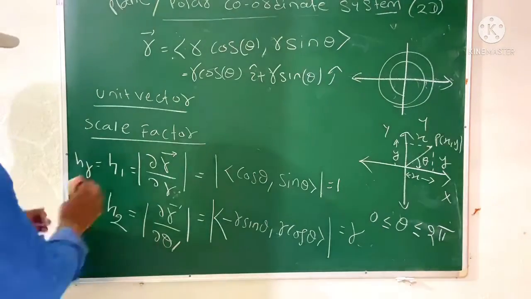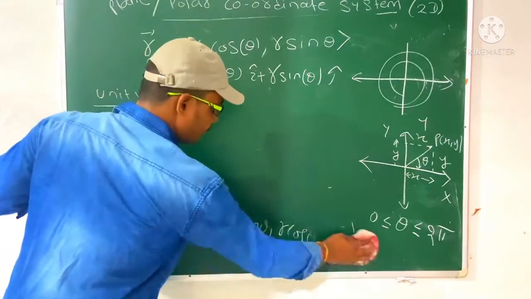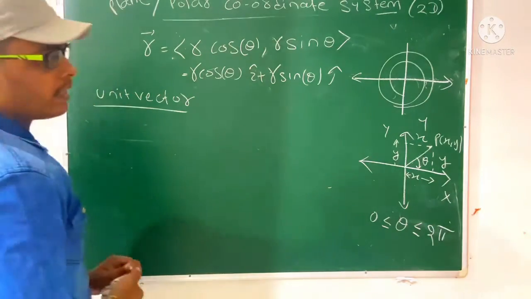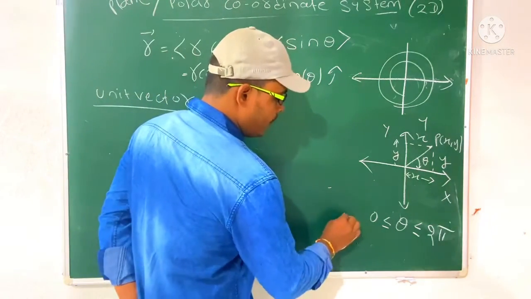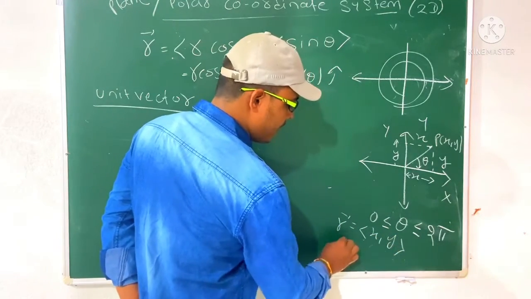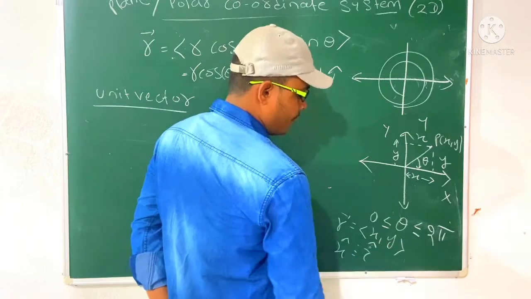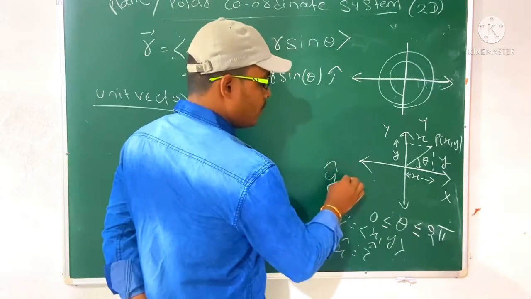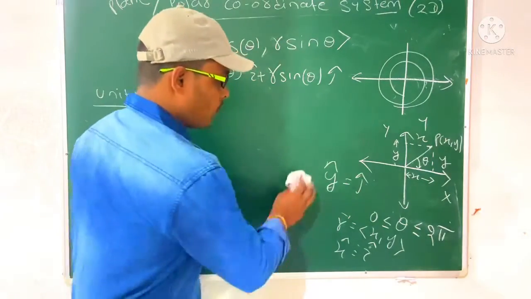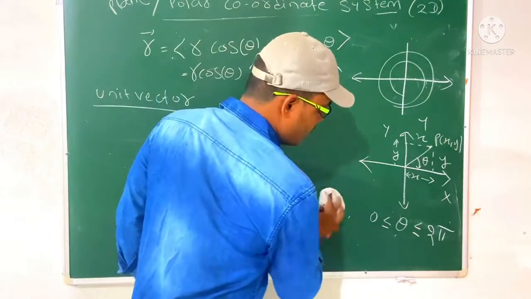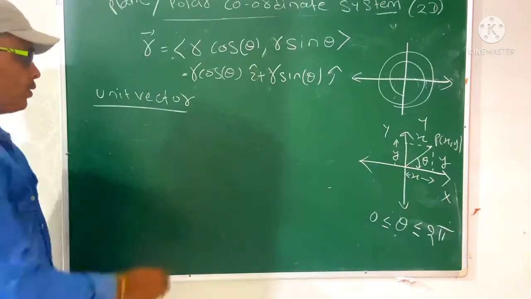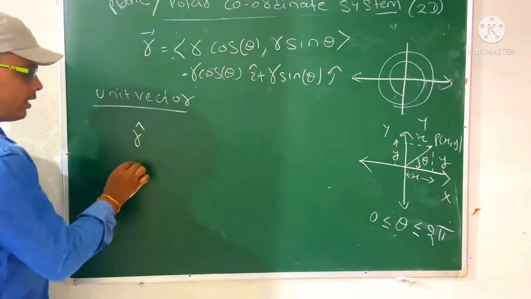Okay. So what is the unit vector now? Remember, in the Cartesian coordinate system, when we are representing r as x i cap plus y j cap, we have the unit vector x cap, which is nothing but i cap, and we have the unit vector y cap, which is nothing but j cap, right? These are the representation only. So similarly, what is the unit vector in polar coordinate system? That will be r cap and theta cap.